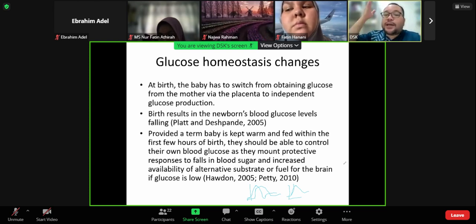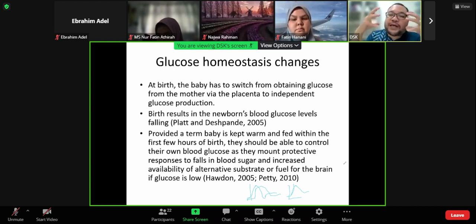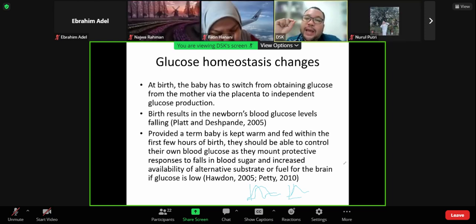Now when the baby comes out, where does the baby get sugar from? The baby gets glucose from breast milk. And the volume of breast milk the baby gets, especially on the first day of life, is 60 ml per kilo per day. The first day of life, minimal, only 60 ml. Usually it's not enough. So that is why the infant of a diabetic mother is at risk of hypoglycemia.